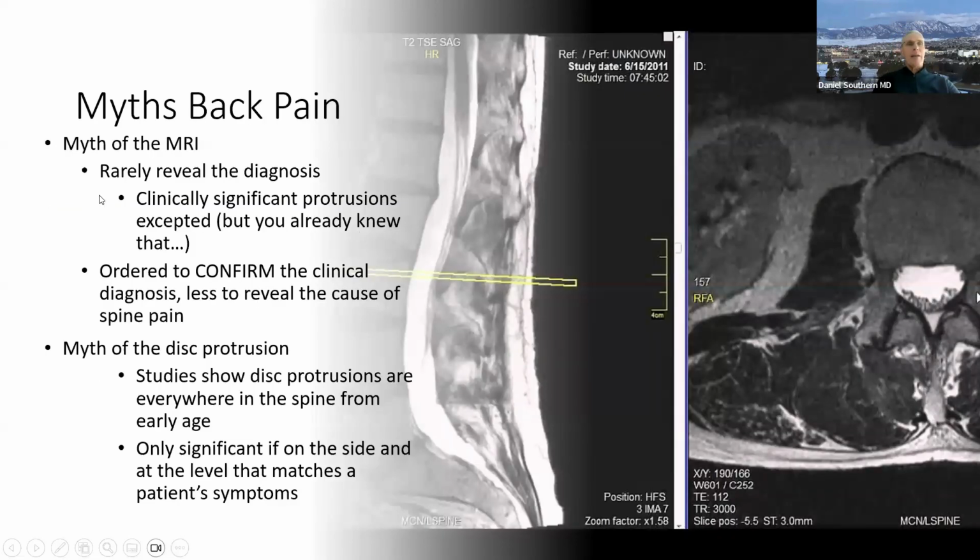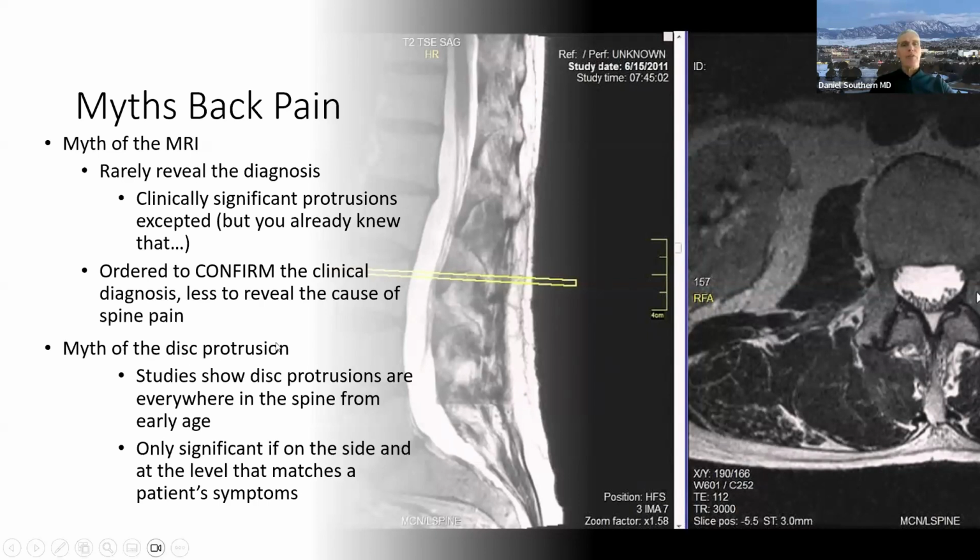The myth of the MRI. The MRI of the spine anywhere rarely reveals the diagnosis, with the exception of clinically significant protrusions. MRIs should be ordered to confirm the clinical diagnosis, less to reveal the cause of spine pain. MRIs require much interpretation. That's the take home there. And they don't, despite a prevalent belief amongst civilians, indicate why somebody has chronic right or left-sided or midline back pain.